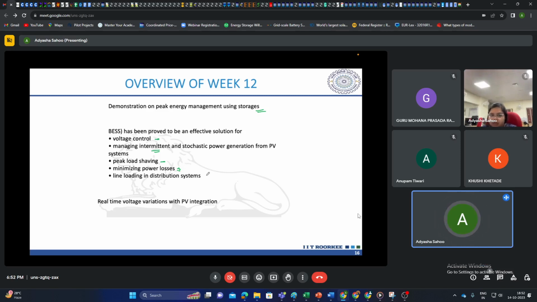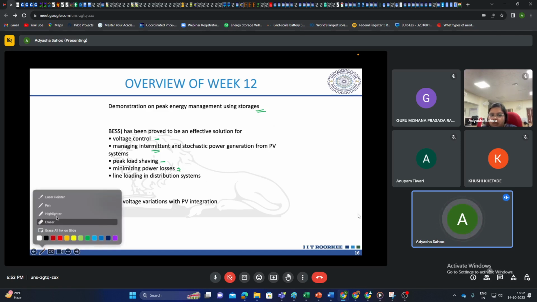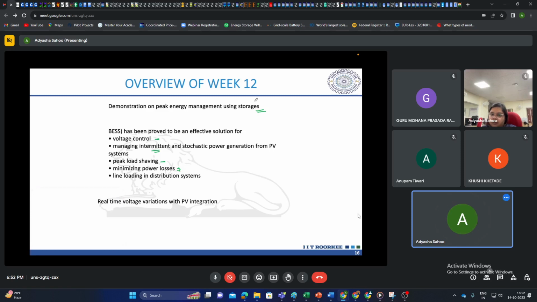So basically, if you remember the voltage control problem, it is handled in two stages. So first is the optimization scale, and second is the control scale. So if you consider the time scale of operation, can you guess what will be the time scale of operation? Like which is in minutes and which is in seconds?